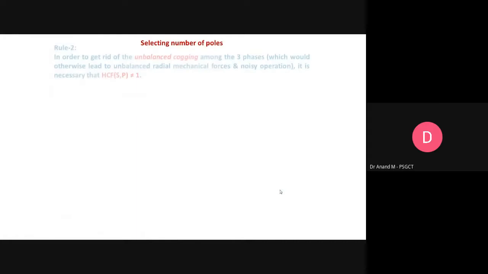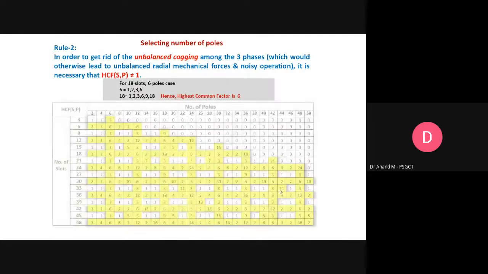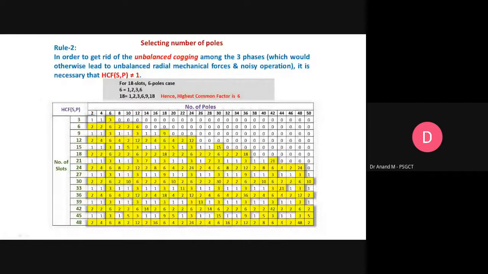The second rule, which is a resultant of the first rule, says that in order to get rid of the unbalanced cogging among the 3 phases of the machine, you select the HCF, highest common factor, for the slot per pole combination, and then you stick with that result. Here I have shown you the case study. Maybe I can share the PPT with you at a later time. Here you can see that for a slot of 18 and 6-pole combination, whether it is advisable, we can restrict to this combination for the drive design.